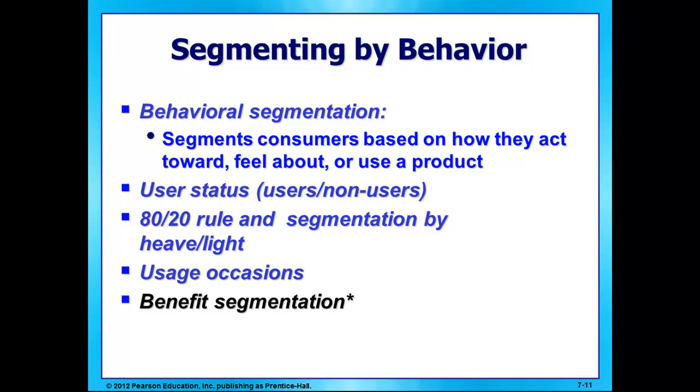Usage occasion refers to when and how customers use certain products. Watches are a very common product, so usage occasion is a nice segmentation variable. Watches are oftentimes used for gift-giving occasions. For example, retirement is a time that watches are given. At least they used to be, before we used cell phones for watches.